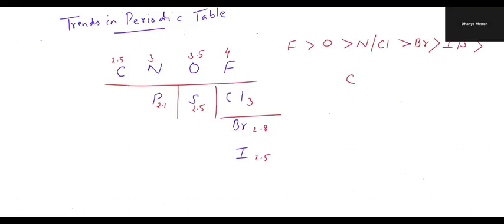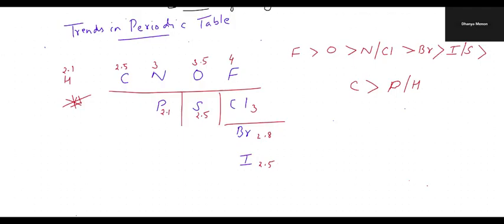Carbon is greater than phosphorus, which is the same as hydrogen. Please remember, hydrogen also has the same value as phosphorus, 2.1. So these are some common elements whose values you must remember. So this is very, very important. Put a star and please memorize these values.